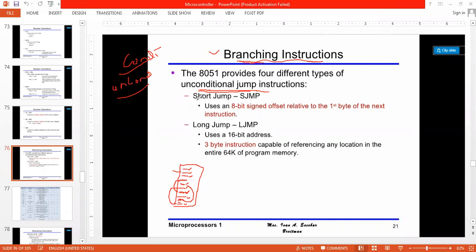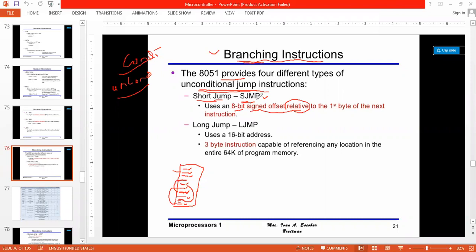So first I have short jump. Basically, it provides 4 different types of unconditional jump instructions. There are 4 instructions now. One is SJMP, short jump. Short jump stands for an 8-bit signed offset relative. So relative address is there, no? Offset relative address. I am going to give a particular memory location or address where the processor has to jump.